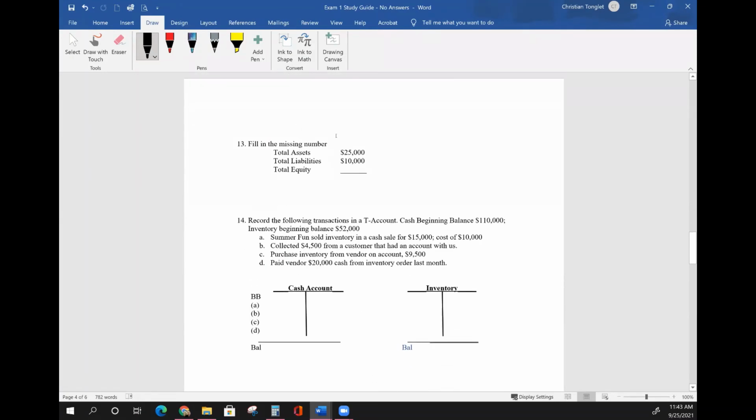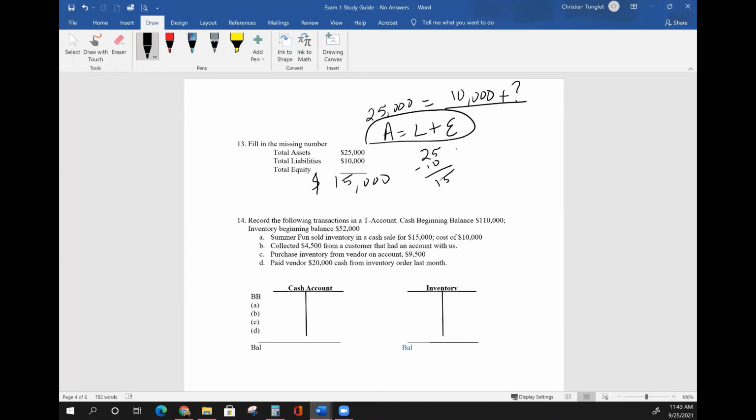Number 13. So we're going to fill in the missing number. All this is your formula: assets equal liabilities plus equity. So if we have assets of 25,000, it has to equal what's on this side. I already know my liabilities is 10,000. So the difference between the 25 and the 10 is my equity, right? Just taking 25 less the 10. So 15,000. So it's just this formula right here: assets equal liabilities plus equity.